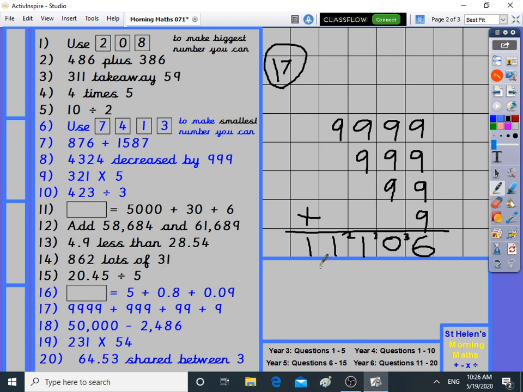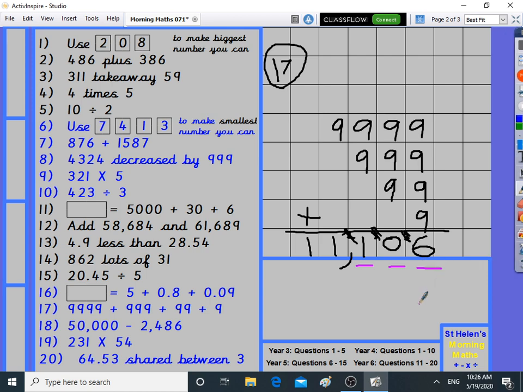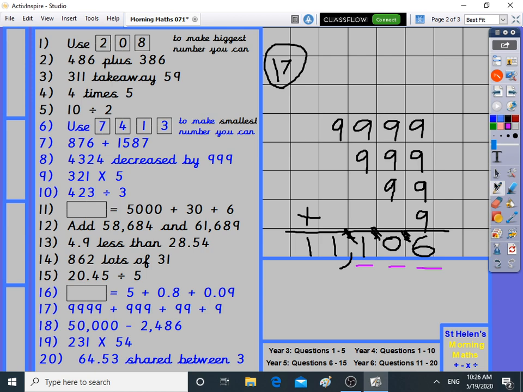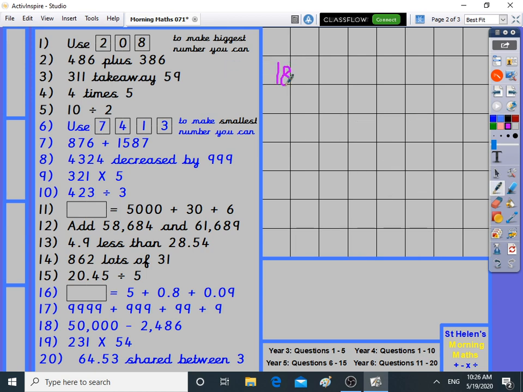11,106. So all those 9s ended up making three 1s. Cross out those little carried 1s. They're not 1s, but the little carried ones, little carried 2s and 3s. So 11,106. If you place the comma, it goes 3 digits from the end. 11,106 is our answer. And we're on question 18.